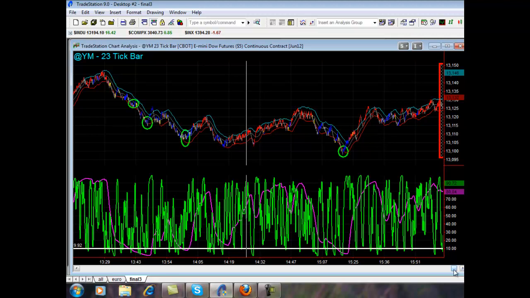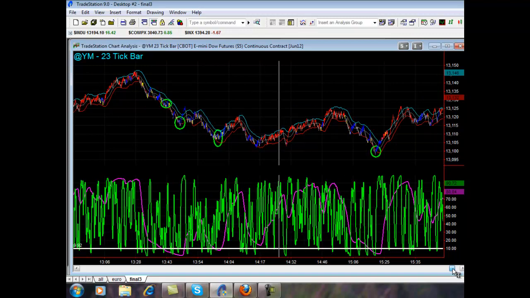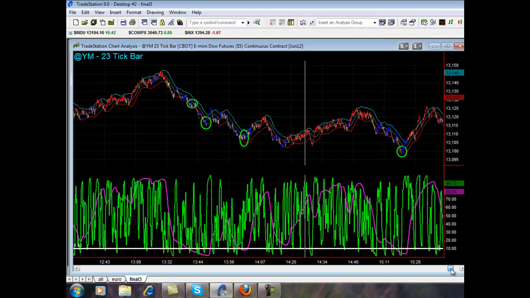There are no what we call pullback entries in here. I don't have any of those marked, so this gives you a better idea of simply working as the market's moving in a downtrend, simply how our indicator picks up signals and that sort of thing. So I'm going to go through here.